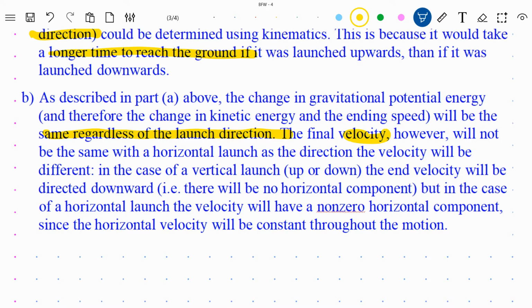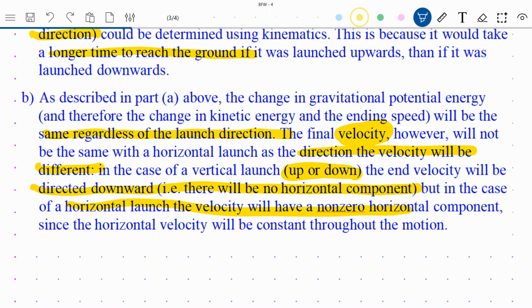The final velocity, and don't forget that velocity is a vector, it includes direction. So the final velocity, however, will not be the same with a horizontal launch, as the direction of the velocity will be different. Specifically in the case of a vertical launch, in either direction, up or down, although they did specify down, the end velocity, when you get to the ground, will be directed downwards, i.e. with no horizontal component. But in the case of a horizontal launch, the velocity will have a non-zero horizontal component, since the horizontal velocity will be constant throughout the motion. So that is my answer to the question.